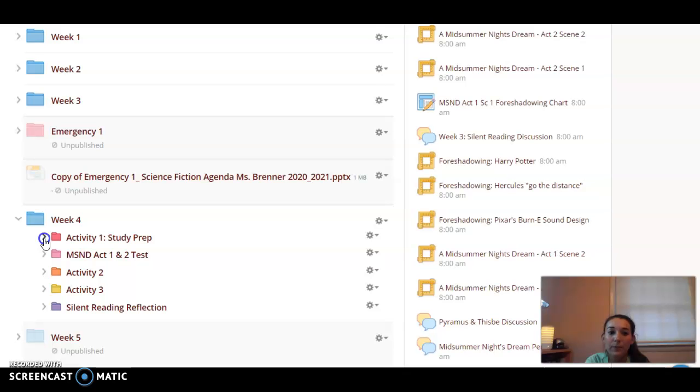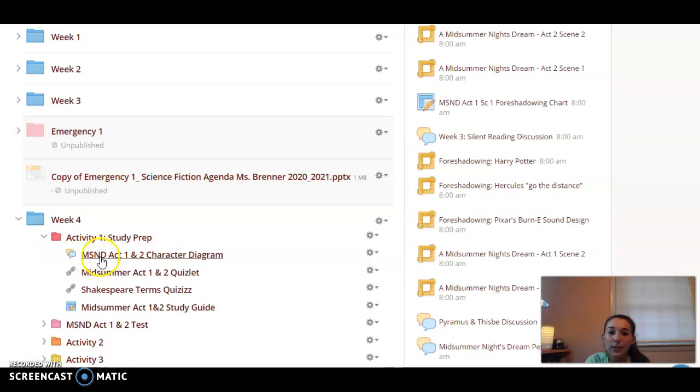Do not feel rushed. The study prep includes a discussion post, which I'll go over in just a minute, a Quizlet that goes over information from Acts 1 and 2 in Midsummer Night's Dream, Shakespeare terms, which is in a quizzes, and then a study guide. The study guide is worth 3 bonus points if you complete it prior to taking the test. So all of these things, you are welcome to do those first and then take the test right away, or if you need time to study, please take your time. All of these things are going to be on the test, so please keep that in mind.